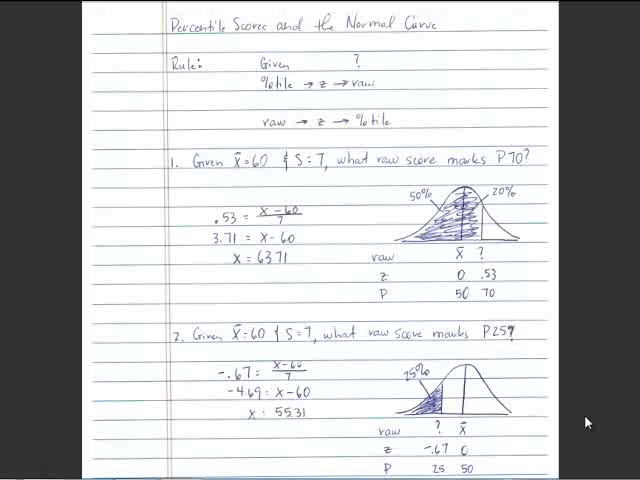So a couple of things that you need to be particularly careful about. Make sure that when you're transforming scores from percentile to z or raw to z, if you're on the left-hand side of the distribution, your z's are negative. That's probably the biggest mistake that students make.